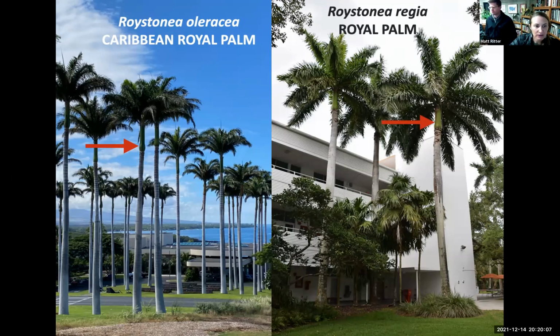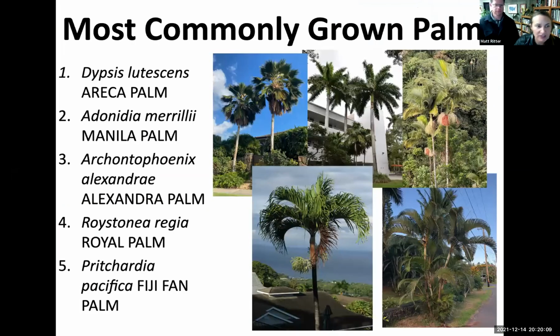Now in Hawaii, we just thought it would be useful to share a list of the 5 most common palms. So the Eureka palm, the Manila palm, the Alexandra palm, the royal palm, and the Fiji Fan Palm. These are the most commonly cultivated in people's yards and gardens and streets. So Eureka, Manila, there's the Alexandra palm, also naturalized palm, especially on wet sides of many of the islands.